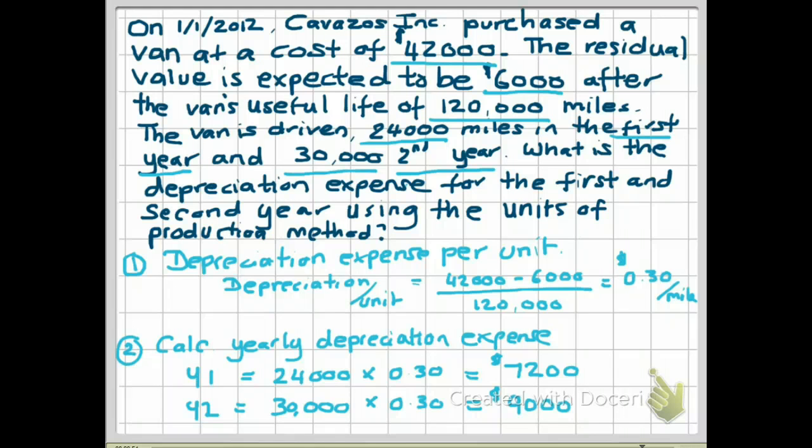Every year, when you calculate your depreciation expense, you need to journalize and post it to your ledger. So for year 1, your journal entry is going to be, you're going to debit depreciation expense for $7,200. You're going to credit accumulated depreciation $7,200. For the second year, you're going to debit depreciation expense for $9,000, credit accumulated depreciation for $9,000. Again, remember, book value is what's going to be reported in your balance sheet. Book value is calculated by subtracting your accumulated depreciation from your cost. The depreciation expense will be shown on your income statement.